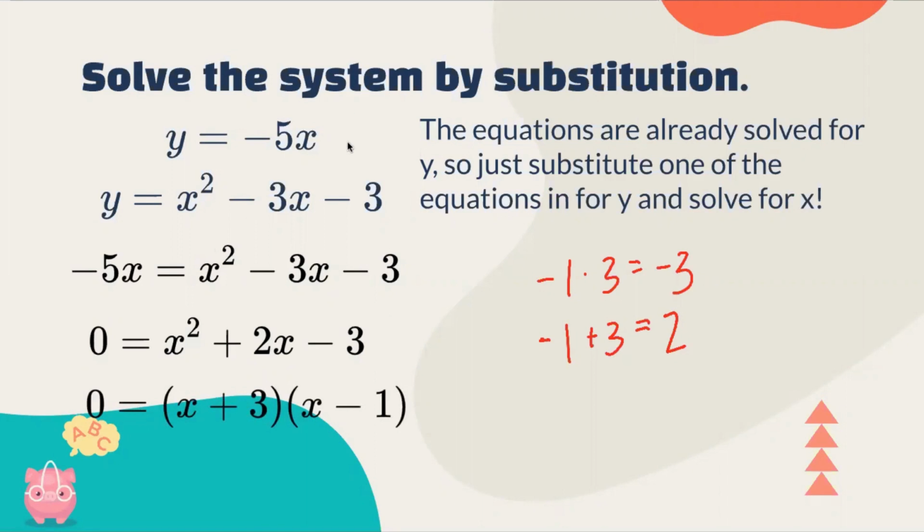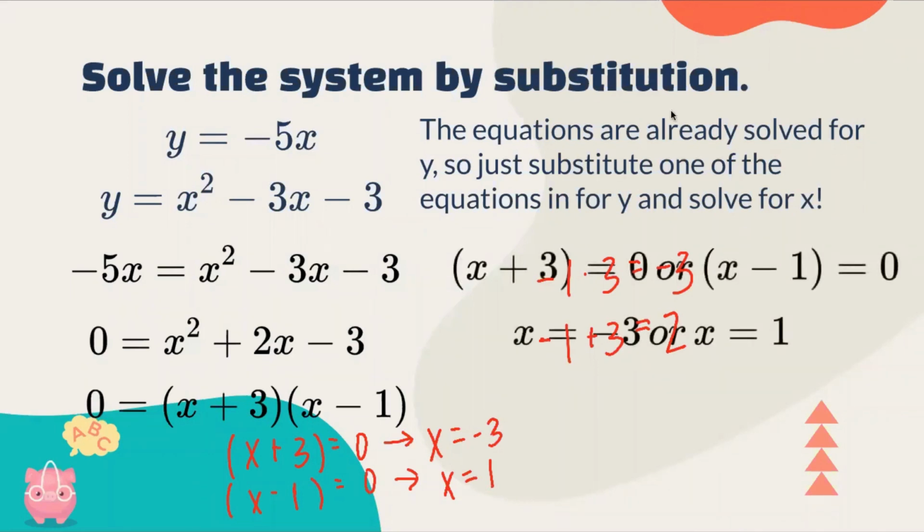Now you can go ahead and set each of your binomials equal to 0 so that you can find both your x values. So you can set x plus 3 equal to 0. You can also set x minus 1 equal to 0. And now all you have to do is use inverse operations to solve for x. In this case, you would just subtract 3 from both sides, and you would get x equals negative 3. And then you would add 1 to both sides for x minus 1. And that would leave you with x equals 1. And those are your two x values for your system.